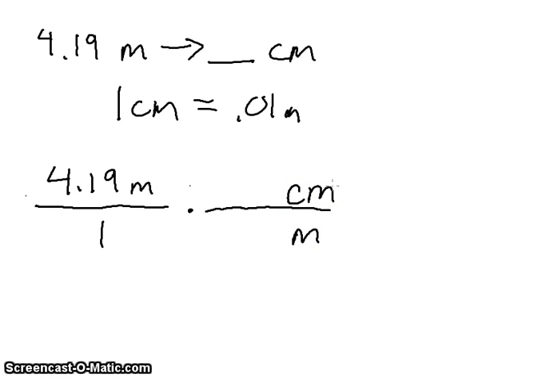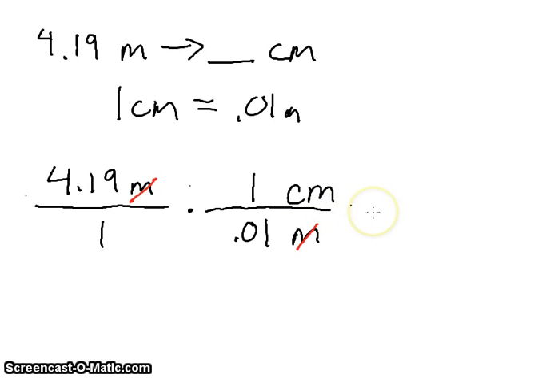As for numbers to fill in for each of these, we know that 1 centimeter is equal to 0.01 meters from the given information, and so we'll fill in the values appropriately, 1 centimeter and 0.01 meters. From here, it's just a matter of doing the math. We can see that the meters that we have here, one on top and one on bottom, will cancel with each other. And so we'll be left with just the centimeters like we wanted.